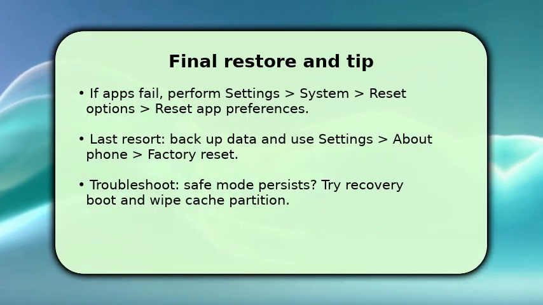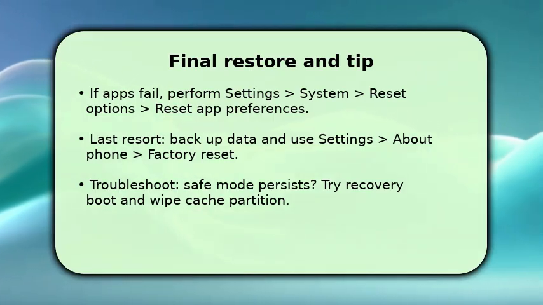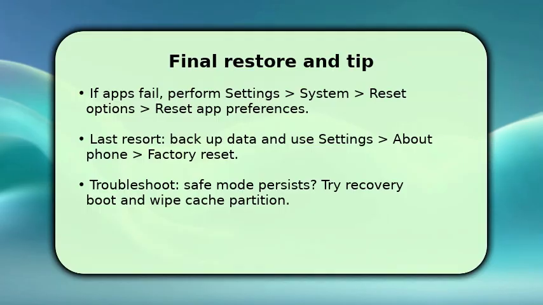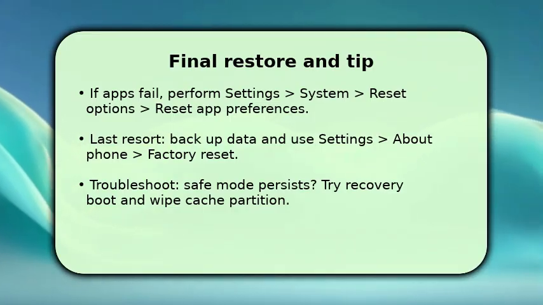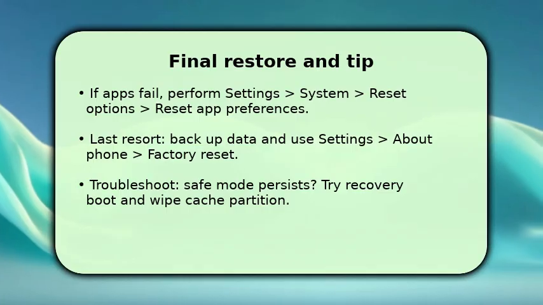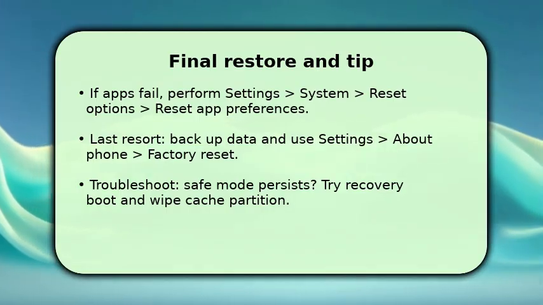If problems persist, back up your data and perform a factory reset to eliminate deep system corruption. As a troubleshooting tip, you can boot into recovery and wipe the cache partition first. This is less destructive and can resolve persistent safe mode loops. After any reset, reinstall apps selectively to avoid.